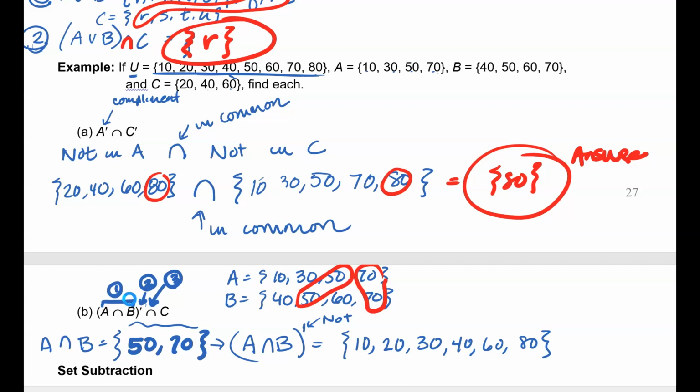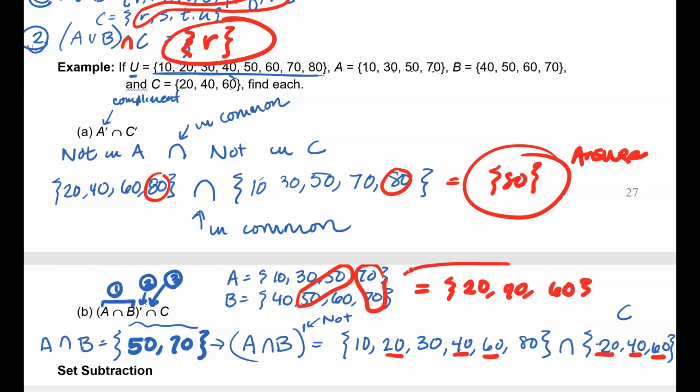So I'm finished with steps 1 and 2, and then I'm going to intersect that with C, and I'm going to write down all the elements in C. So C is 20, 40, and 60. So what do these two sets have in common? And it looks like they both have a 20, and they both have a 40, and they both have a 60. So the answer is going to be 20, 40, and 60.